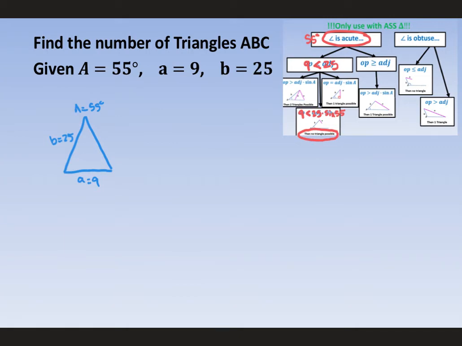Because we followed our flow chart, because we saw that it was acute, then we saw that our opposite was less, and then we saw that our opposite was less than the height, we know that there is no triangle possible, and so we're done. We just say no triangle. That's it for this problem.